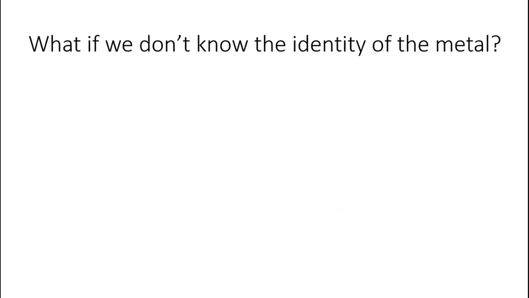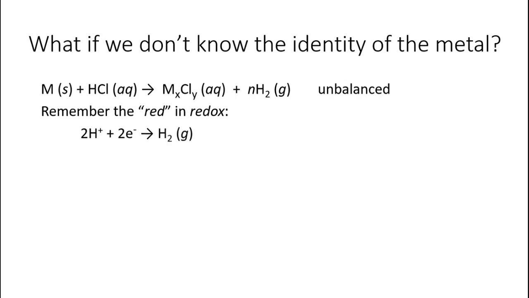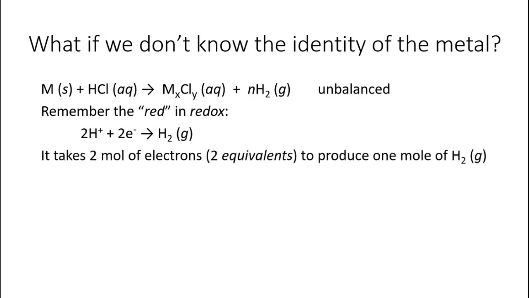Now again, what if we don't know the identity of the metal? Let's write out an unbalanced equation here where the metal reacts with HCl to produce a salt of the metal, whose formula will depend on what metal it is, and a number of moles of hydrogen gas. Well, remember, redox has 2 components. So the red part is the reduction, remember? This is where 2 protons receive 2 electrons to form hydrogen gas. In other words, it takes 2 moles of electrons, or 2 equivalents, to produce 1 mole of hydrogen gas.